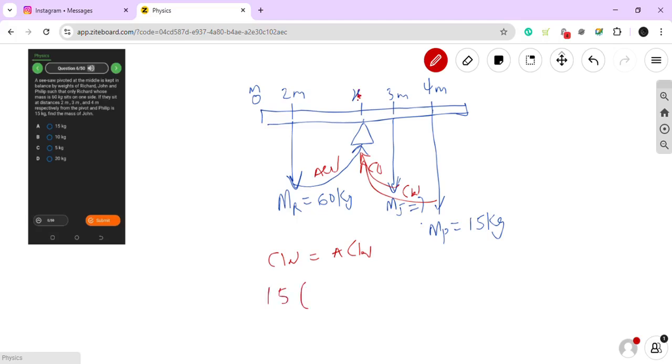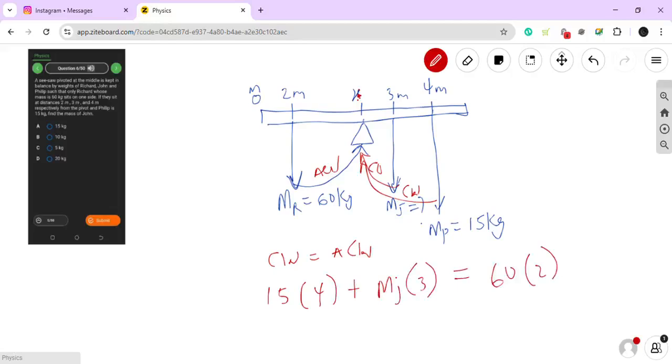We need to know. But let me just agree that 2. Let me just take the 2 straight away. So let me check with that first. So this one is 4, 15, then plus the mass of John we don't know, and this one is 3 equals the anti-clockwise is 60 into, let me take this as 2.